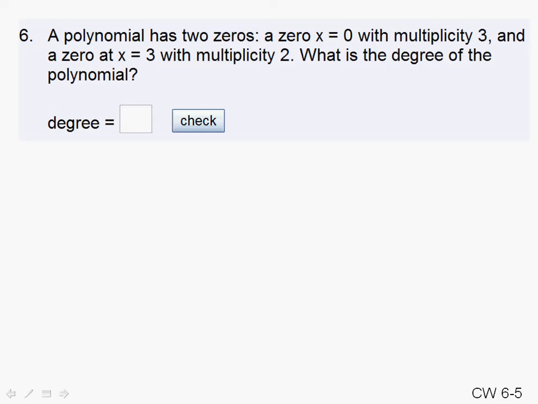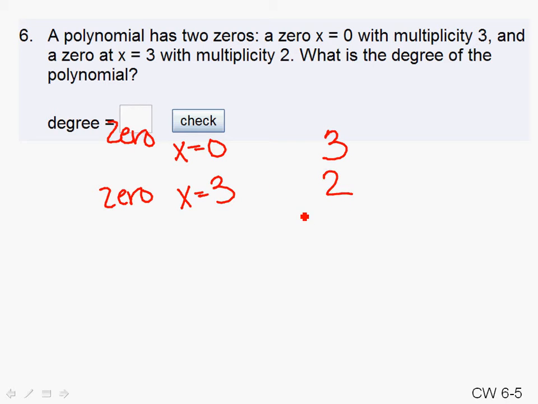So if we have a 0 at x equals 0 and we have a 0 at x equals 3, this one has a multiplicity of 3 and this one has a multiplicity of 2. The total degree of the polynomial is going to be the sum of the two multiplicities. So the degree would be 5.